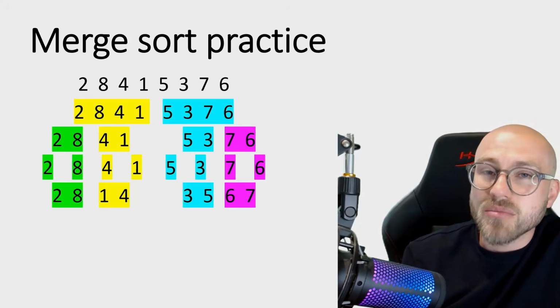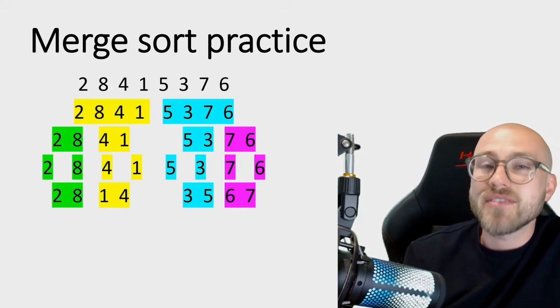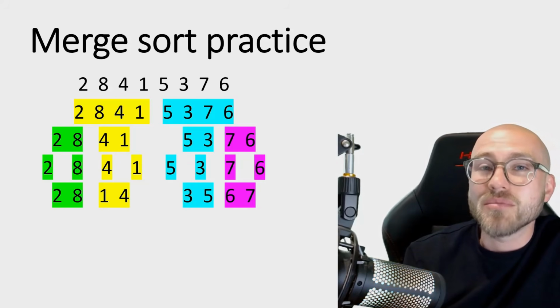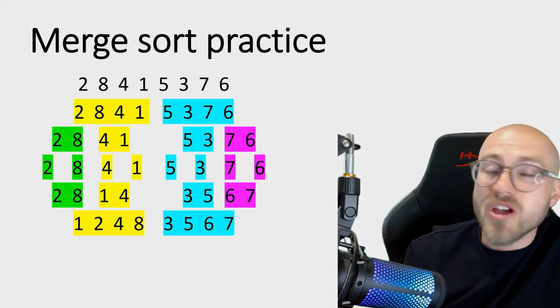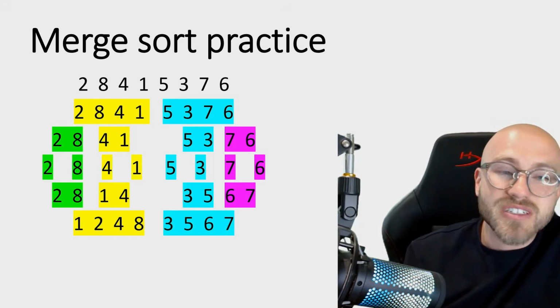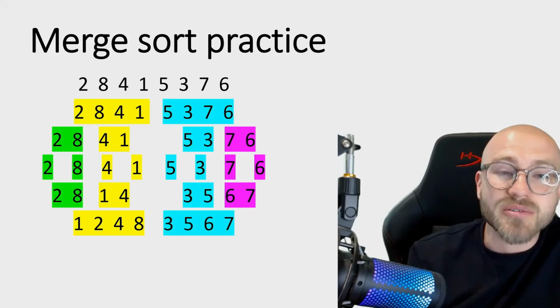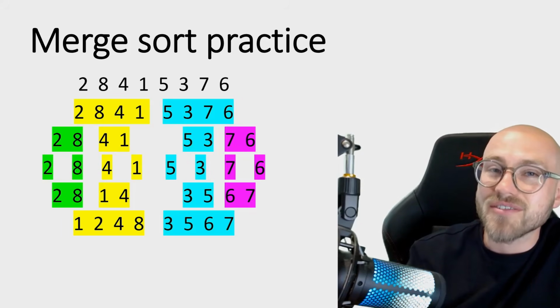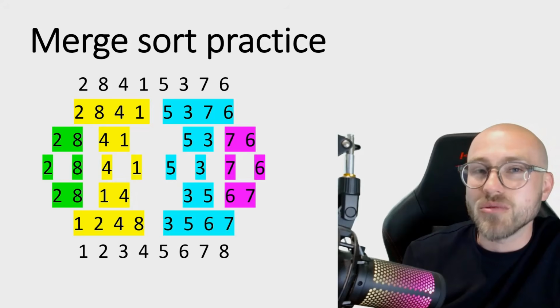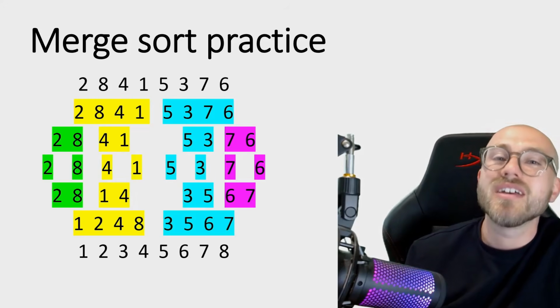So they get reassembled as 3 and 5. And then the 7 and 6 get compared and they get reassembled as 6 and 7. We then merge the green and the yellow groups together, which gives us 1, 2, 4 and 8. Then we merge the blue and the pink sections together, which gives us 3, 5, 6 and 7. To finish with, those two groups will get merged, giving us our list in order.